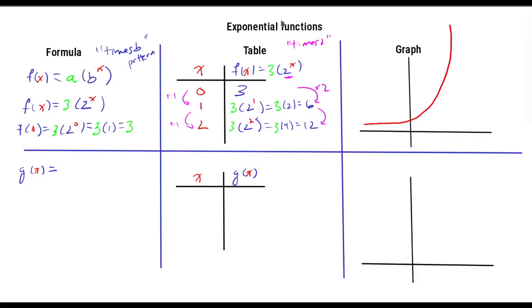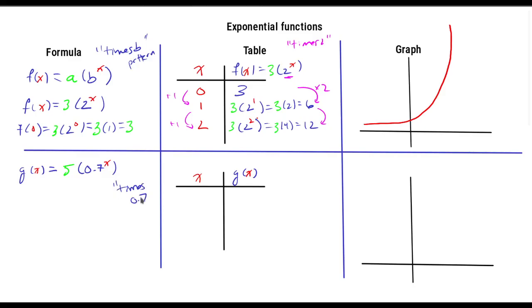Let's just try one more example, and let's switch things up a little bit. So let's look at g of x, and let's go with g of x equals 5 times, and let's make b something between 0 and 1 this time. So let's go with 0.7 to the x. So in this case, the 0.7 is still telling us what the times pattern looks like. It's a times 0.7 pattern.